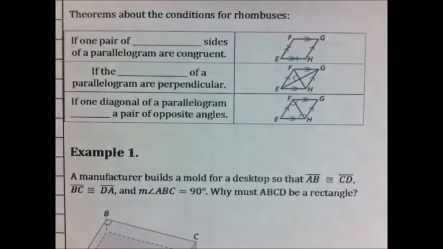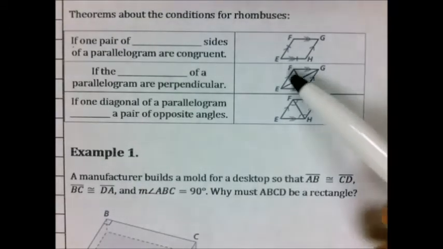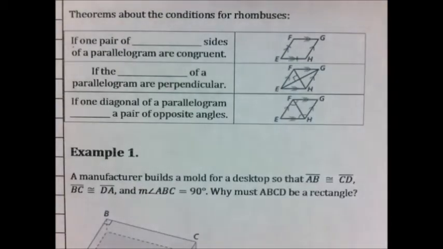The second thing is that if the diagonals of a parallelogram are perpendicular, if we find that the diagonals that connect two opposite vertices are perpendicular, then we have a rhombus. And the last condition is that if one diagonal of a parallelogram bisects a pair of opposite angles, so we've got two angles that are exactly congruent, that will make a rhombus.